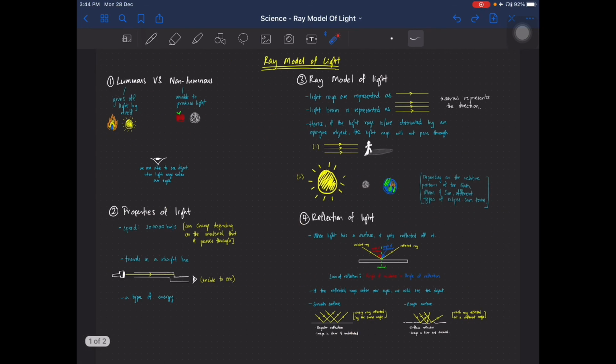Alright, and with that, we have come to the end of this chapter, or rather the end of this video on a quick look at the ray model of light. So there is a total of 8 main concepts to take note of, and I hope this gives you some clarity about what you can use for the subsequent activities.